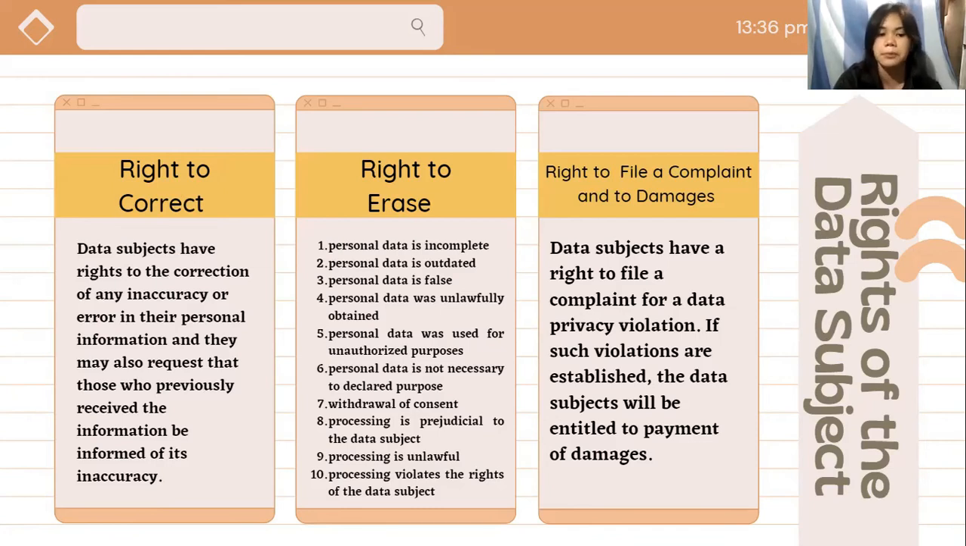Lastly, the right to file a complaint and to damages. The data subject has a right to file a complaint for a data privacy violation if such violation is established, and the data subject will be entitled to payment of damages, which I will discuss next.